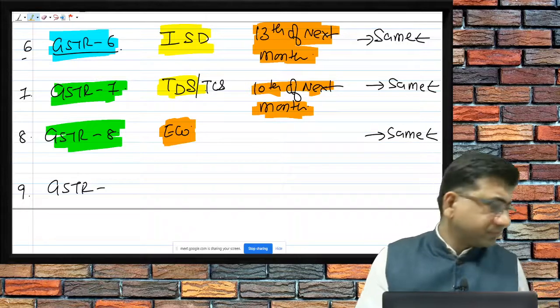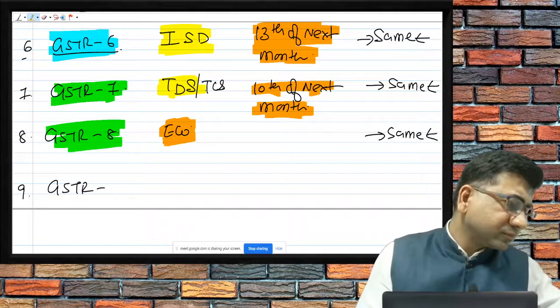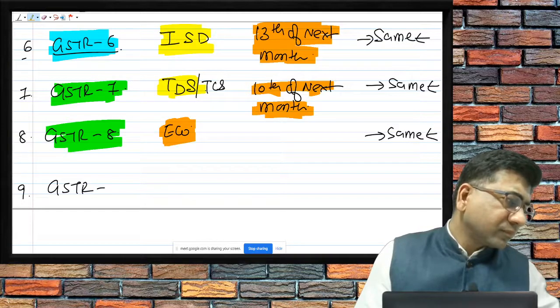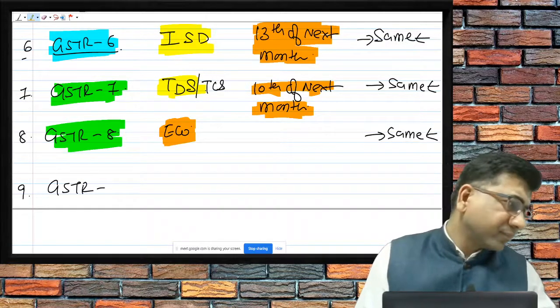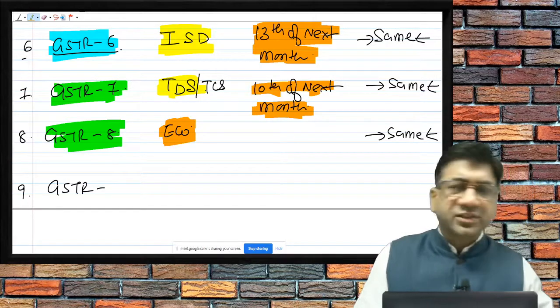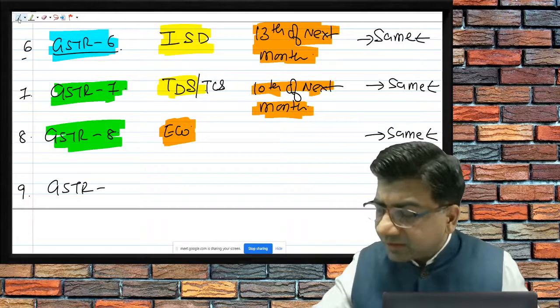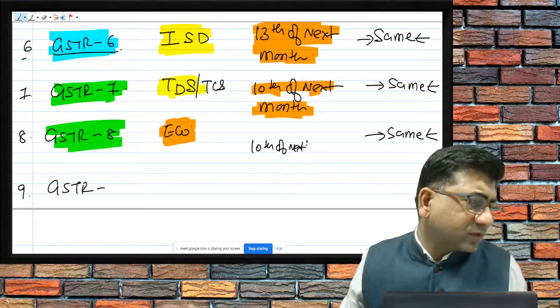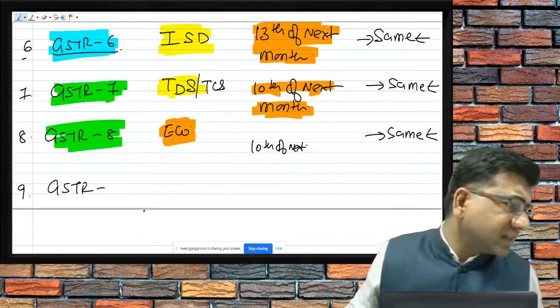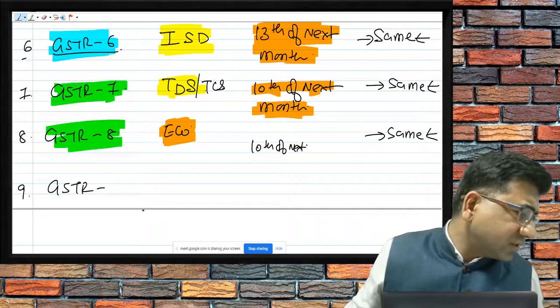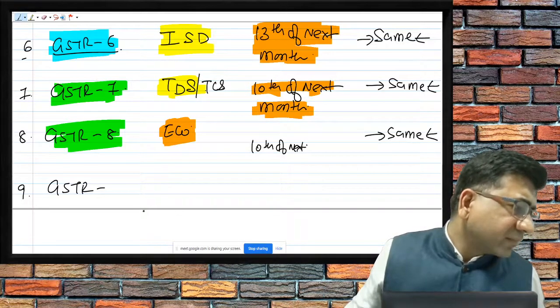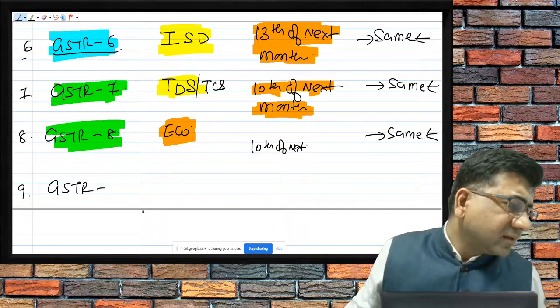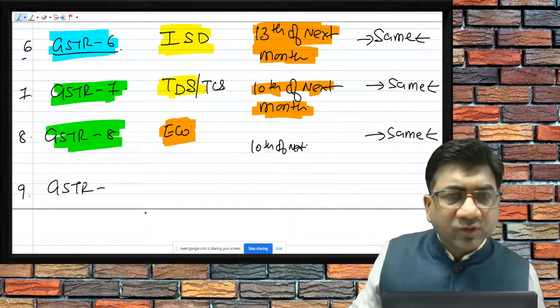Didn't you find it? No sir. GSTR 8 is the monthly tax collection statement, 10th of the next month. It is again 10th of the next month. TCS payers who are required to collect tax. Yes, ECO, just a second guys, this 7 was for the TDS deductor, and 8 contains the details of the supplies and tax collected by ECO. Yes, 8 is for the ECO.